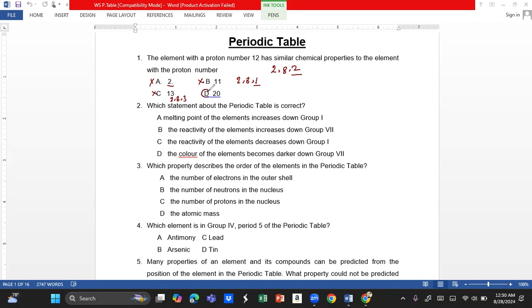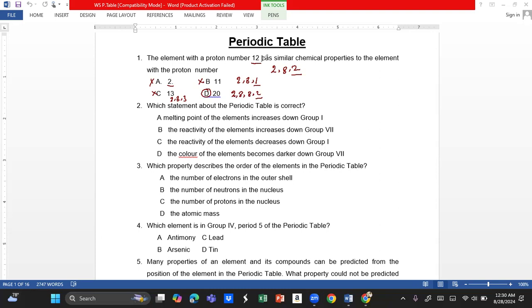Only option D is left. Definitely it will be correct. So let's see. Our configuration is 2, 8, 8, 2. Yes, it has 2 electrons in the outer shell. So the element with atomic number 20 and the element with atomic number 12 have similar chemical properties, as the chemical properties depend upon the number of electrons in the outer shell. Hope you understand.